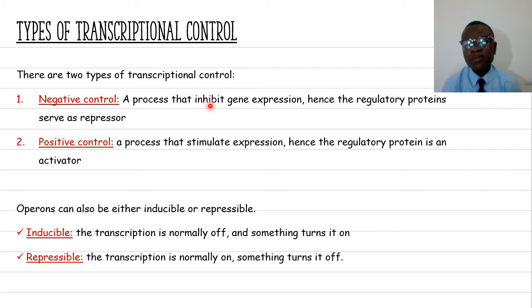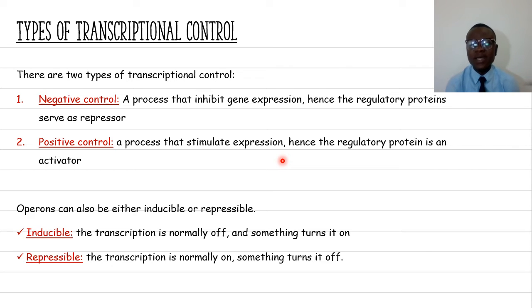So what do we mean? Mostly you have the transcription process on, but if there is a production of the regulatory protein, that regulatory protein is going to serve as a repressor. That's one way. The next one is a positive control.